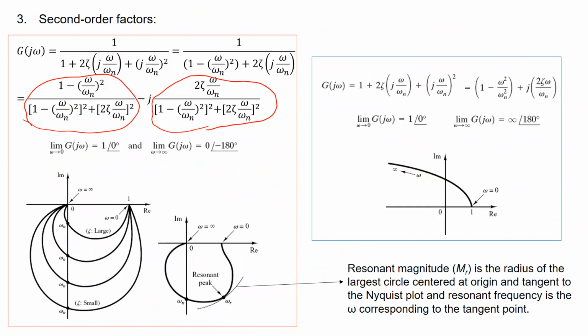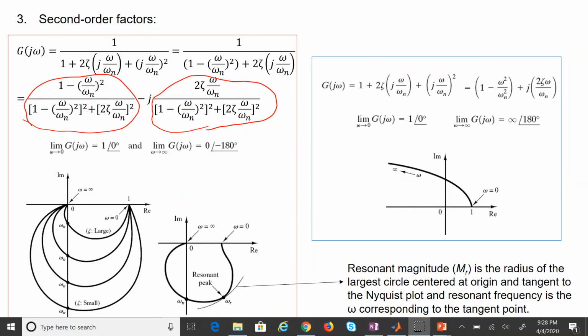So now you might wonder what happens to this system when omega changes. If you look at omega of 0, if you plug in omega of 0 here, you see that the numerator is 1 and the denominator is 1, so the real part is going to be 1, and the imaginary part is going to be 0, so you are at 1 and 0, which is right here. And when you let omega go to infinity, what happens?